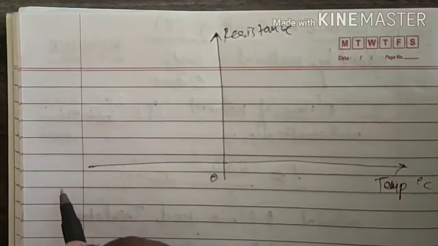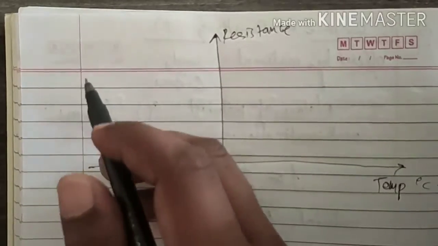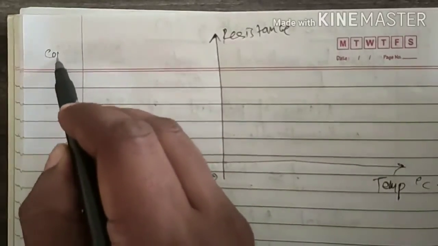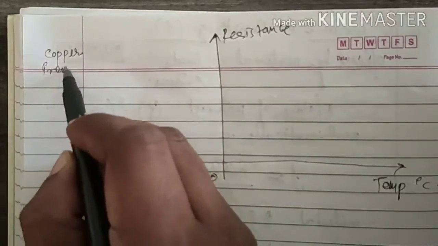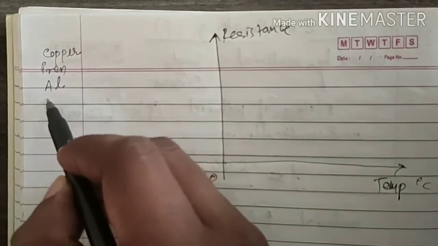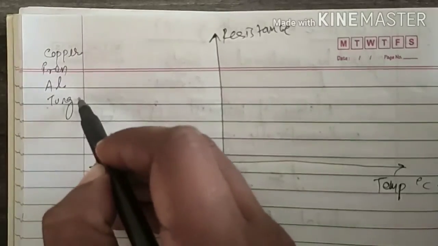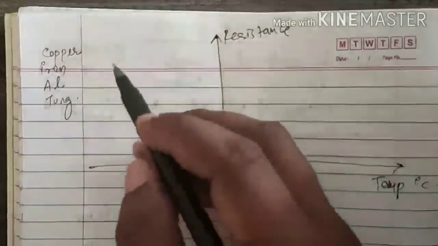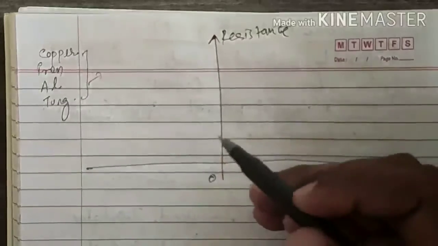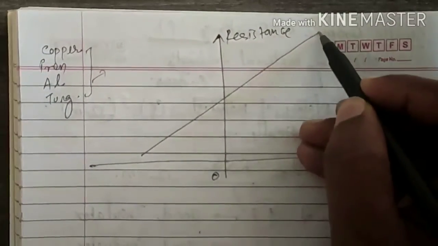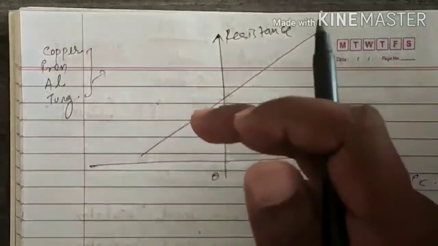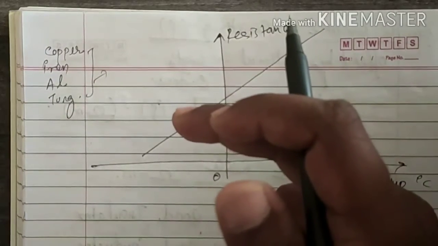Let's suppose my pure metals are copper, then I have iron, then aluminium, then tungsten. It shows a linear graph. So how is this linear graph shown? Like this. So this is the linear property of this pure metal.